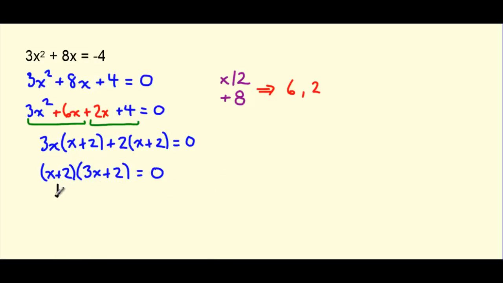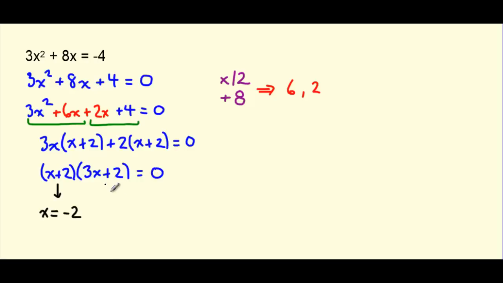By inspection, this one's easy to see. For this bracket to equal 0, we would want x to equal negative 2. Negative 2 plus 2 is 0. This bracket's a little bit tougher to see by inspection. You'd have to do a little math in your head here to figure out what x would have to equal.